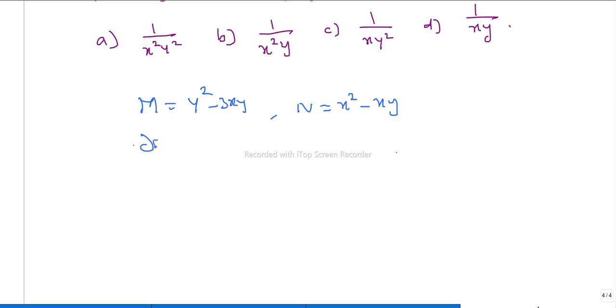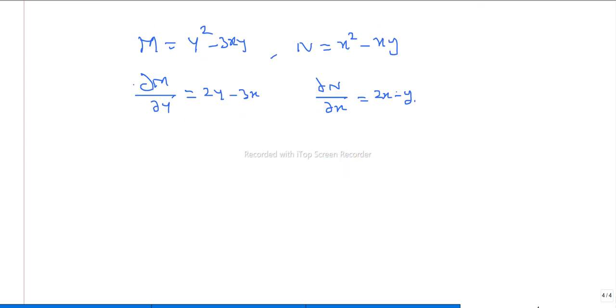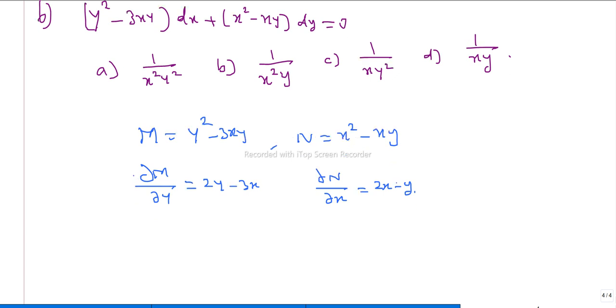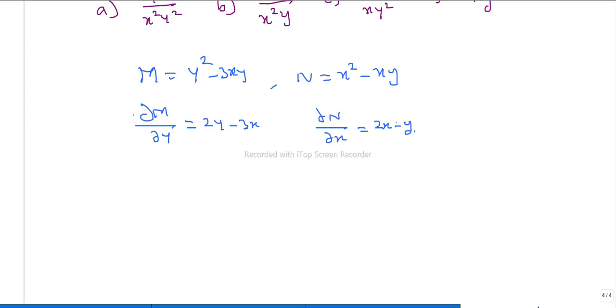So ∂M/∂y is 2y minus 3x and ∂N/∂x is 2x minus y. Both are not equal. Now, sir, we can use another rule, the homogeneous one, right? Yes, we can use the homogeneous rule also. 1 by (Mx plus Ny). For homogeneous it is plus, and for the other rule it is given as minus. Okay, so we will try this one.